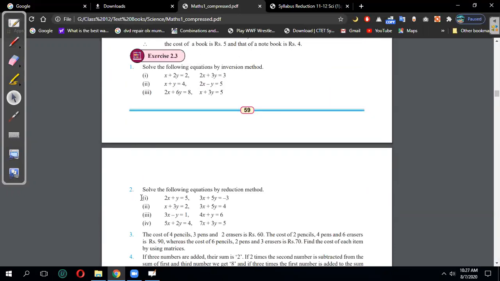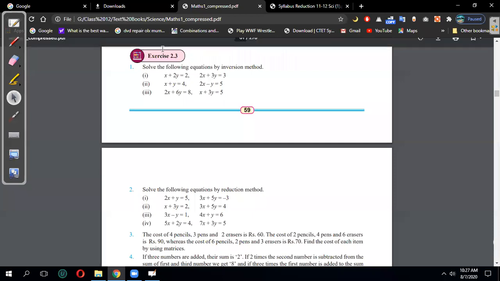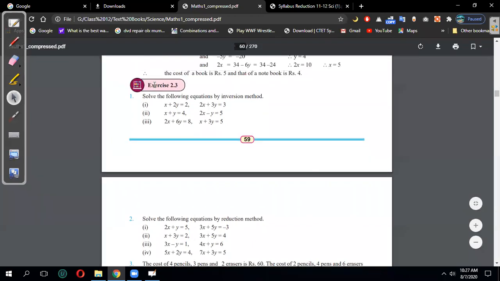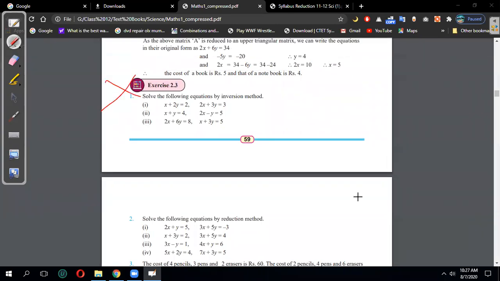In the very first exercise, exercise 2.3, the entire exercise has been eliminated.